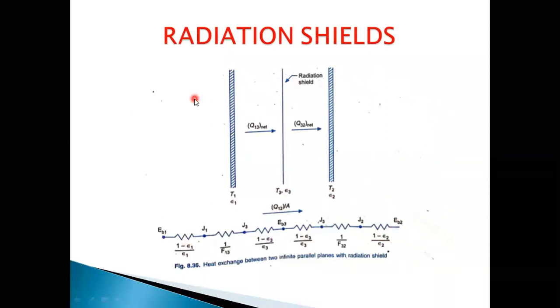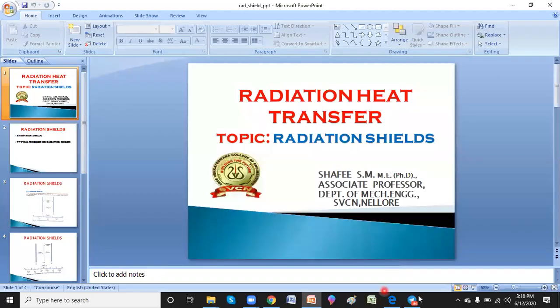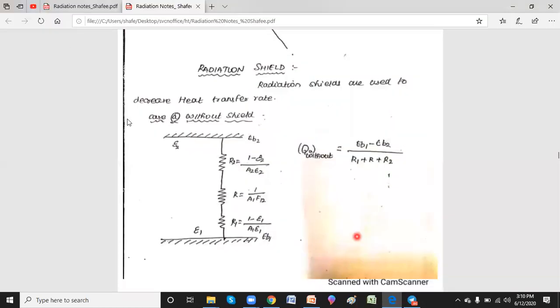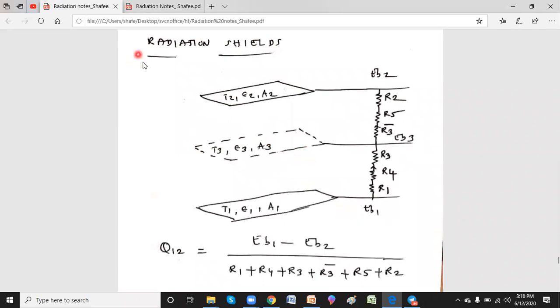How to find the heat transfer from the first surface to the second surface, we have seen already. Just let me show you that. This is exactly what we discussed. I hope you were able to understand. This is exactly how it is happening. The first plate is A1, T1, epsilon 1, the second one is A2, epsilon 2, T2. I have added a shield or a sheet here, which is A3, epsilon 3, T3, and these are the resistances.